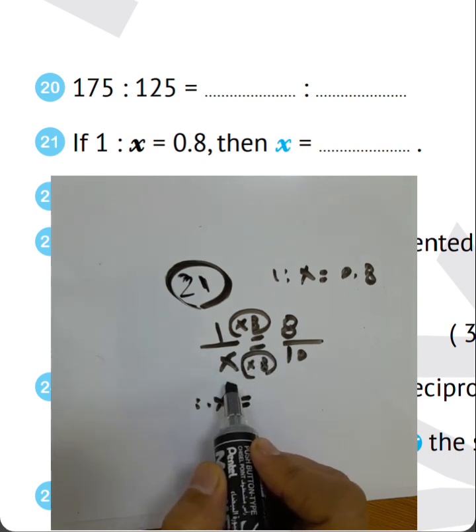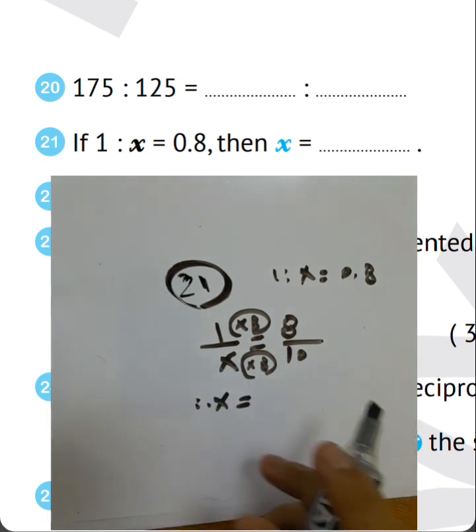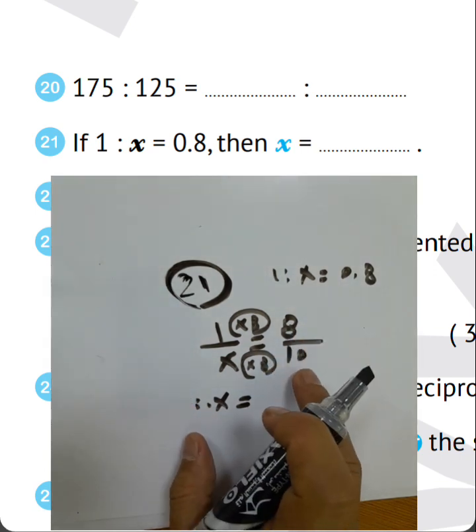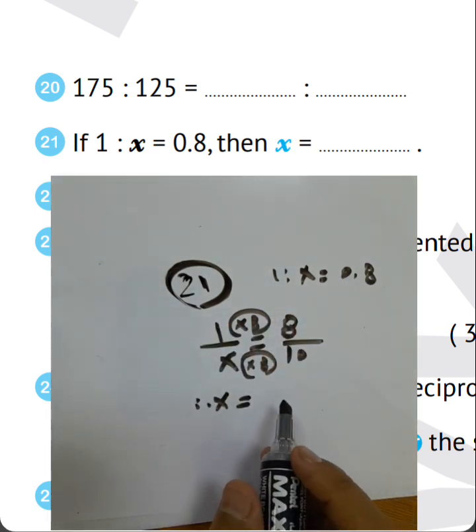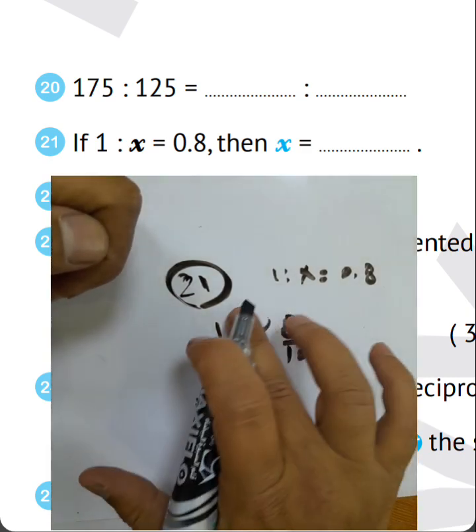We want to find here the value of x. 8 times x equals 10. We can write this number as 10 times 1 divided by 8. You can write it simplified, or you can write the product of extremes equals the product of means.